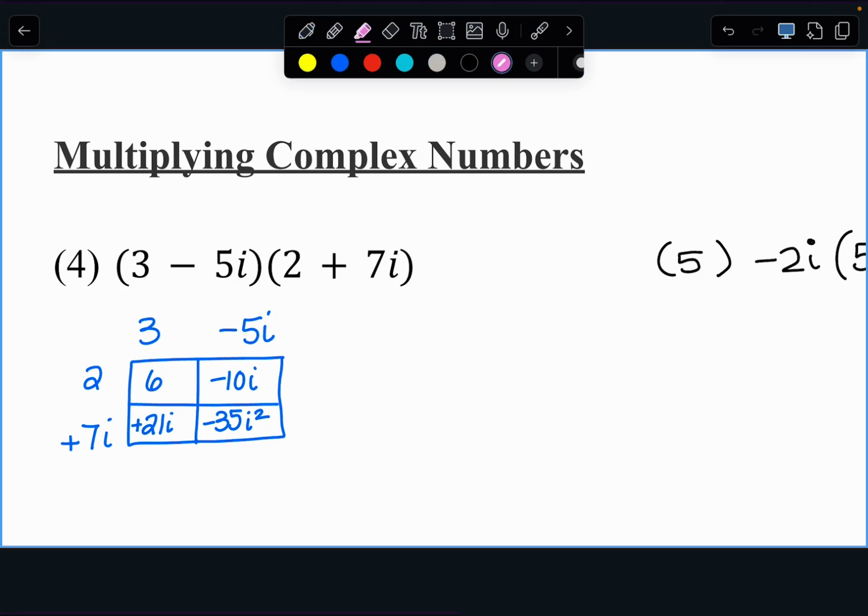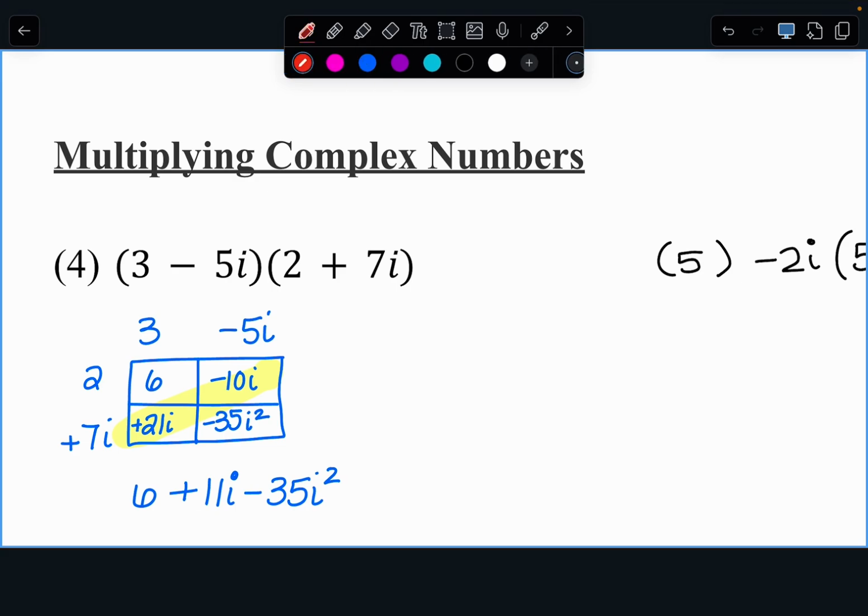Okay. At this point, these two both have just a regular i. So we have 6, and we have to combine those two pieces together. So 21i minus 10i gives us a positive 11i. Are you okay with that step? Yep, okay. And then we have minus 35i to the second.